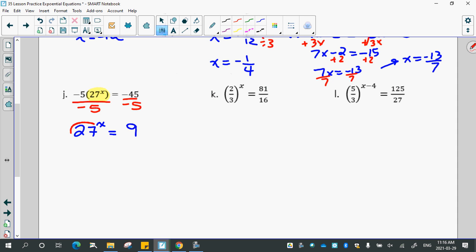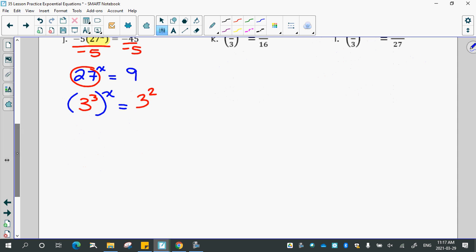Okay, does somebody think they've got 27 written as 3 to the something? 3 to the power of 3, good. And that would still be to the power of x equals, and then 9 written as 3 to the something? 3 squared? Okay, so that should be your next step. So I rewrote 27 as 3 cubed, still to the x, and I rewrote 9 as 3 squared. Then my next step down, I'll have 3 to the 3x equals 3 squared.